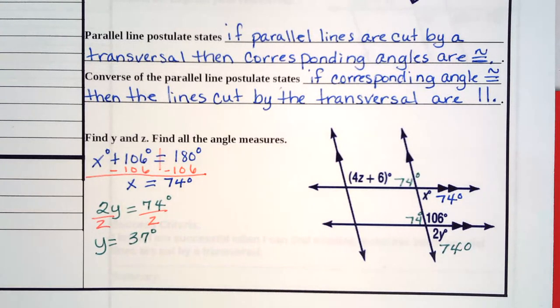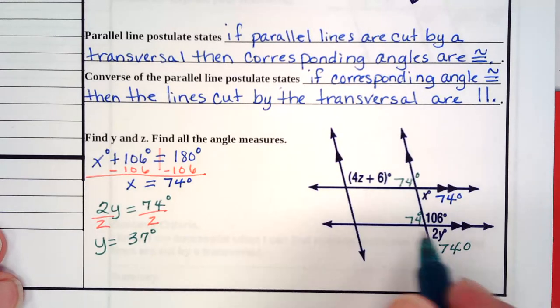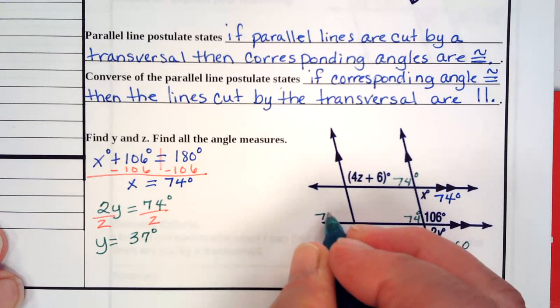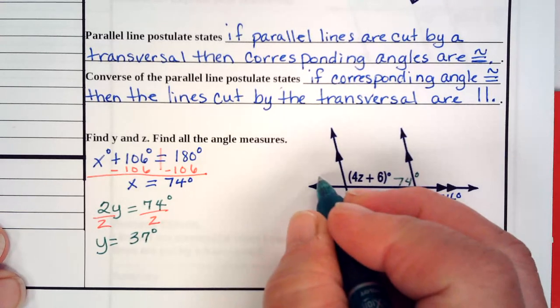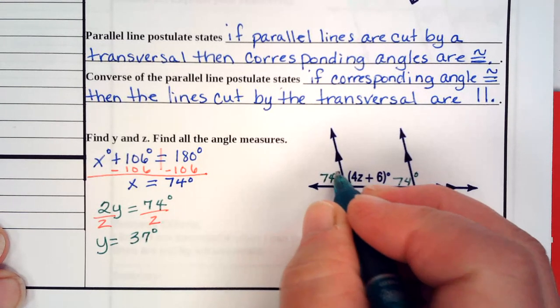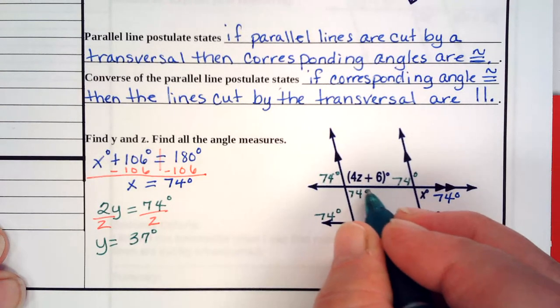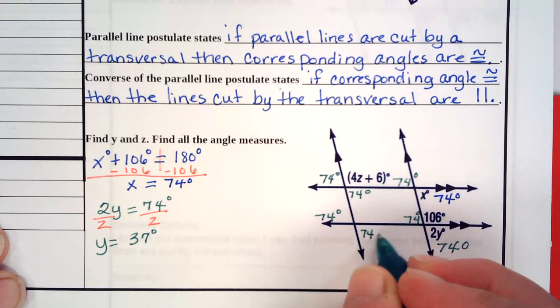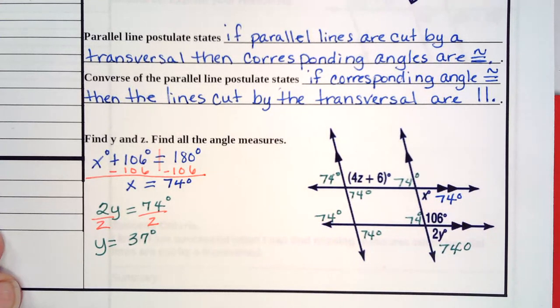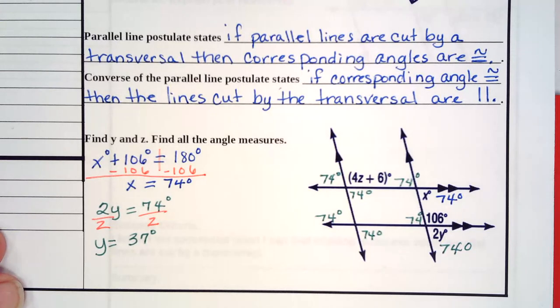Okay, now let's go ahead, because these lines are parallel also. So if this is 74, I know that this one has got to be 74 degrees. This one has to be 74 degrees. 74 here, and 74 here. I think I've got all the 74-degree angles marked.